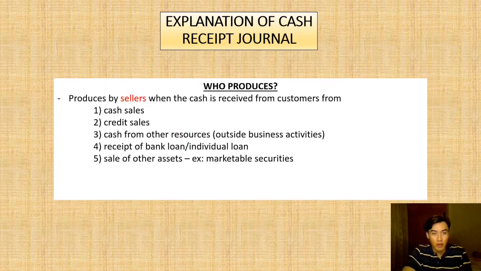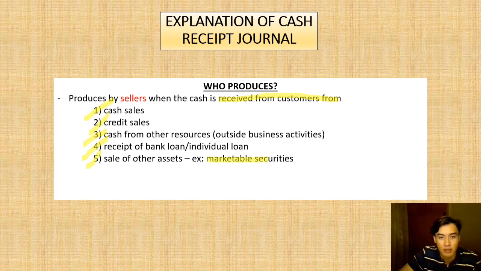Okay, we go for the next one. Next one is we have to know siapa yang produce cash receipt journal ni. Bukannya customer, sama ada customer atau the seller. Okay. Siapa yang produce? Who produce the cash receipt journal? It is produced by sellers. Sellers, other words, is vendors. When the cash is received from customer from the cash sales, credit sales, cash from other sources, receipt of bank loan, and sales of other assets. For example, marketable securities.